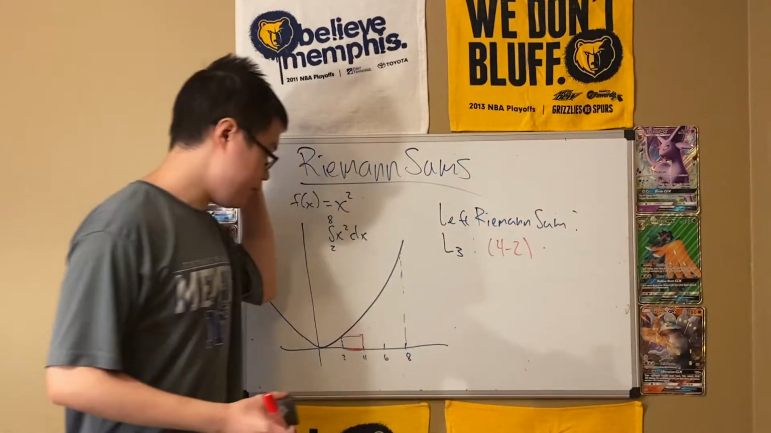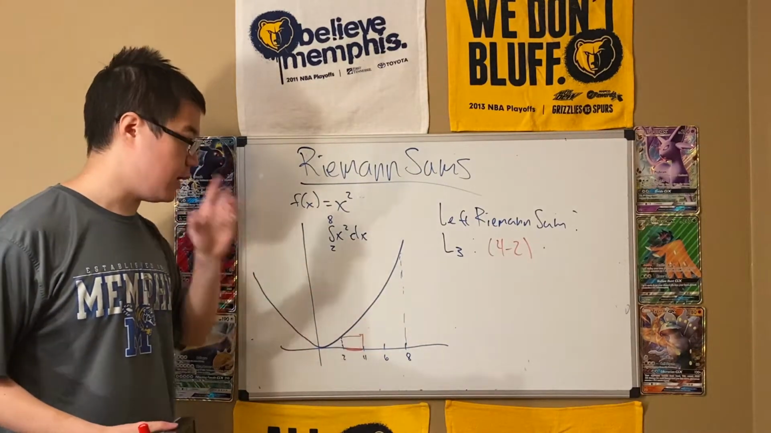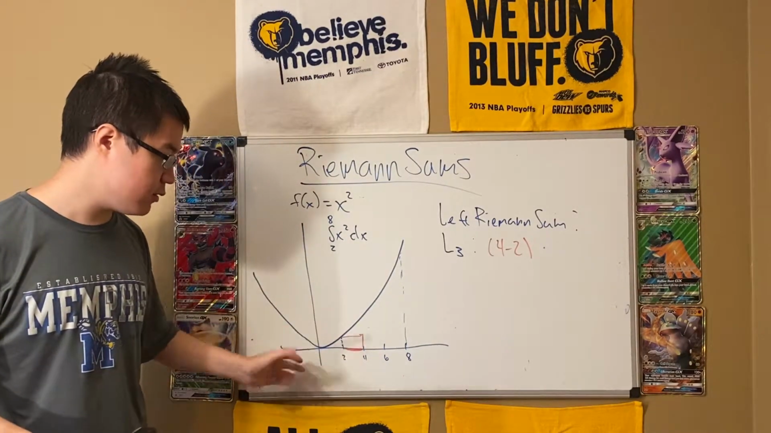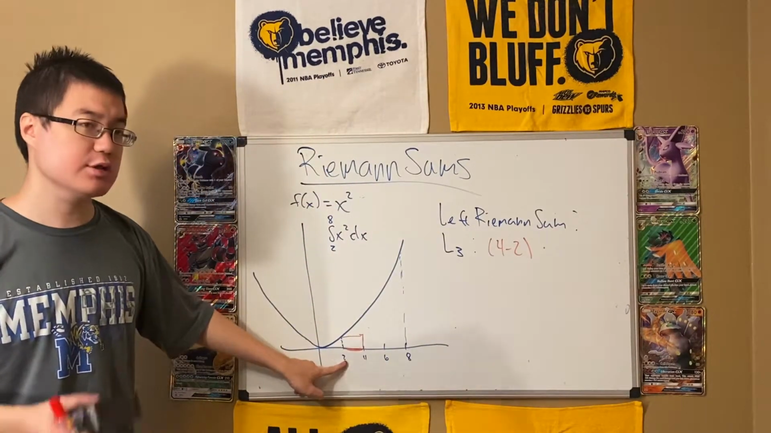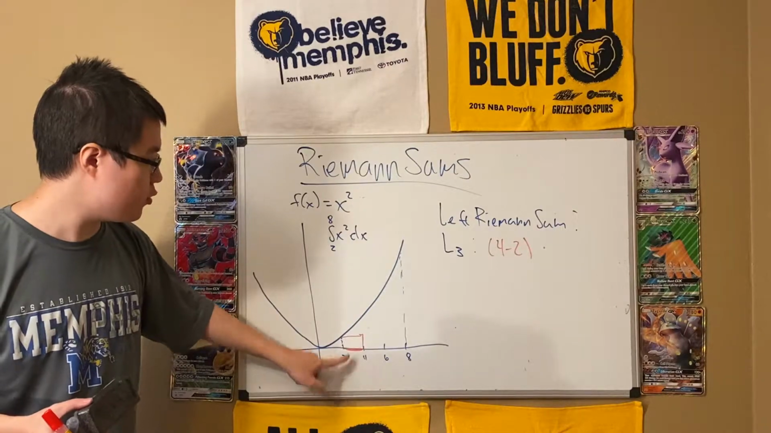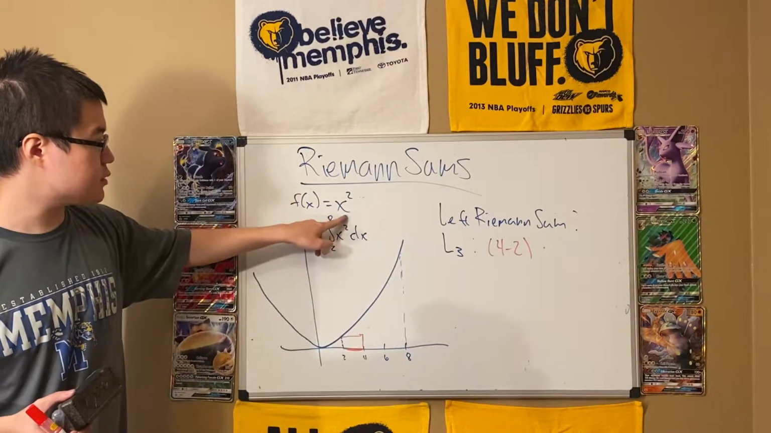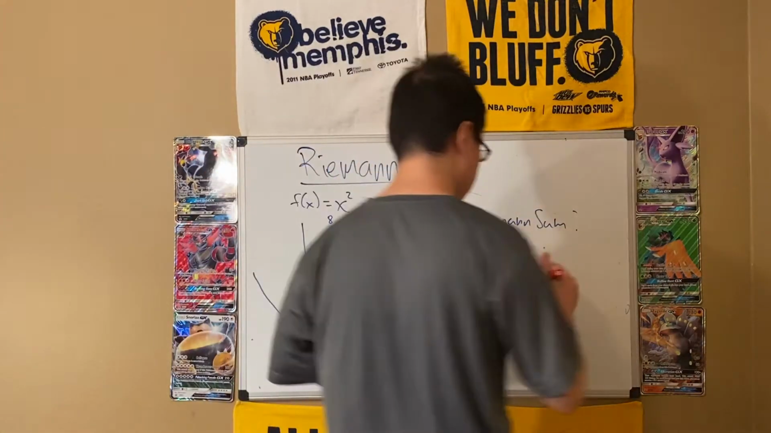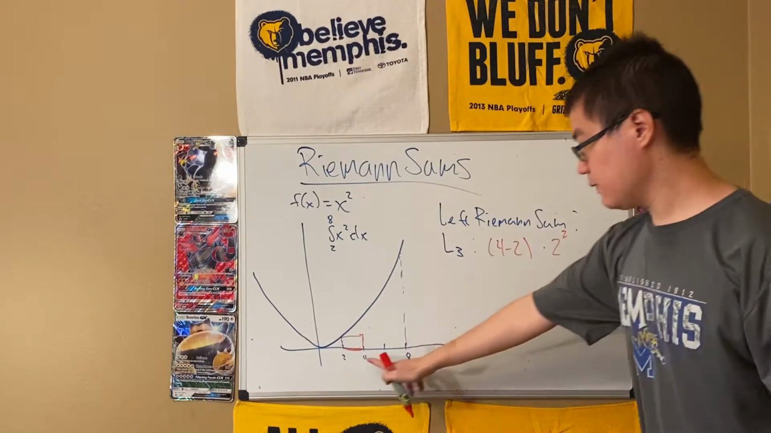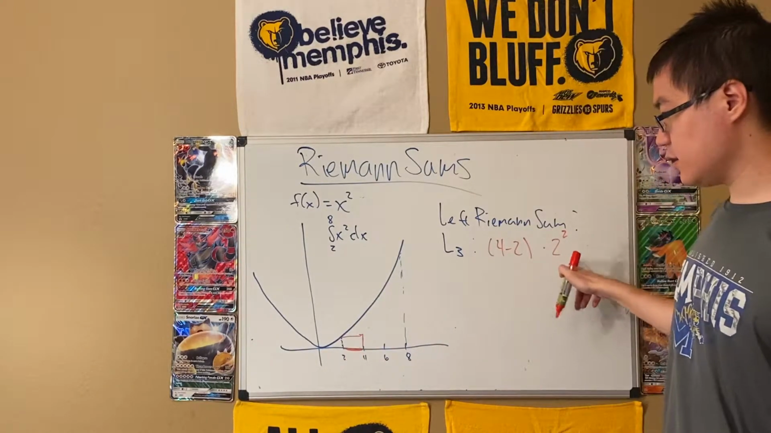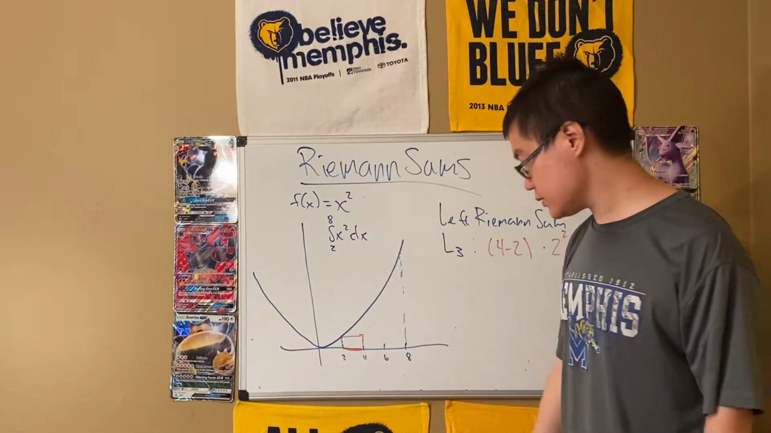So again, x's determine the base, y's determine the height of the rectangle, and you have to choose a particular y. In this case, we chose the left endpoint, so we plug in 2 into our function x squared to determine this height. So what will be the height? Well, it's going to be 2 squared. And this is the area of our first rectangle. Base, 4 minus 2, height, plugging in 2 into the function to determine how tall this guy is.